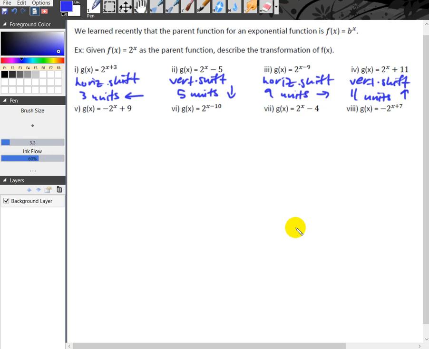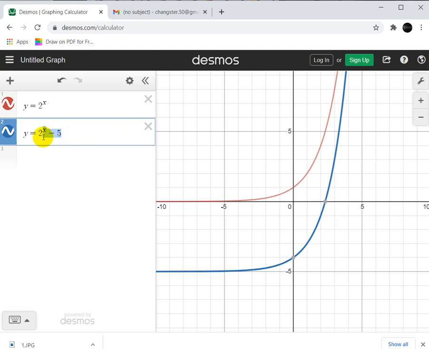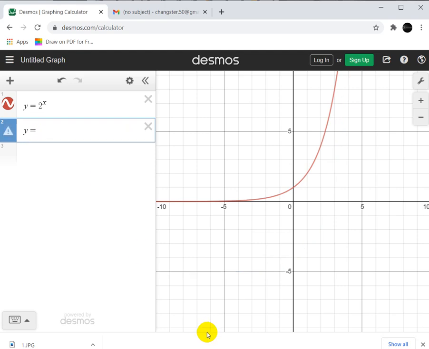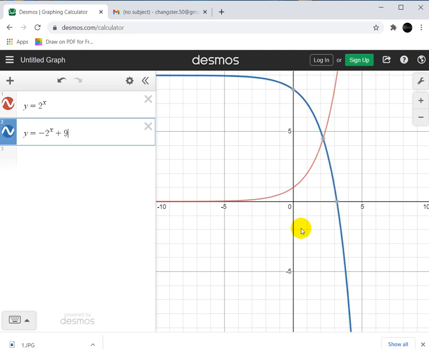Recall that if we put a negative on the outside here, it's going to reflect the graph across the x-axis. Anytime we put a negative in front, let's review that. What we have is negative 2 raised to the x, plus 9. As you can see here, this graph is reflected across the x-axis. If I add 9, then this blue graph should shift 9 units up. It goes here, and it shifts 9 units up.